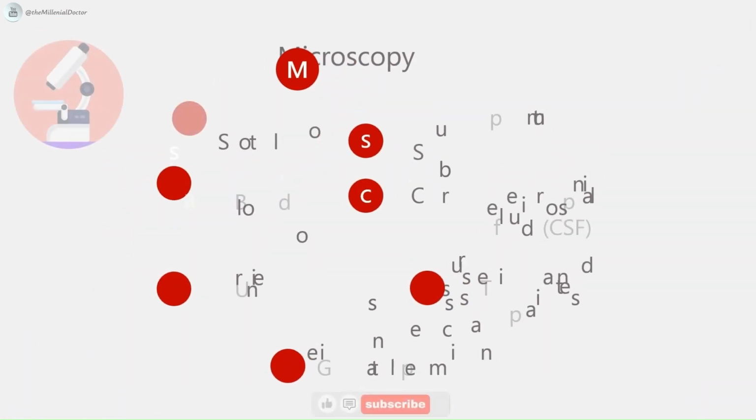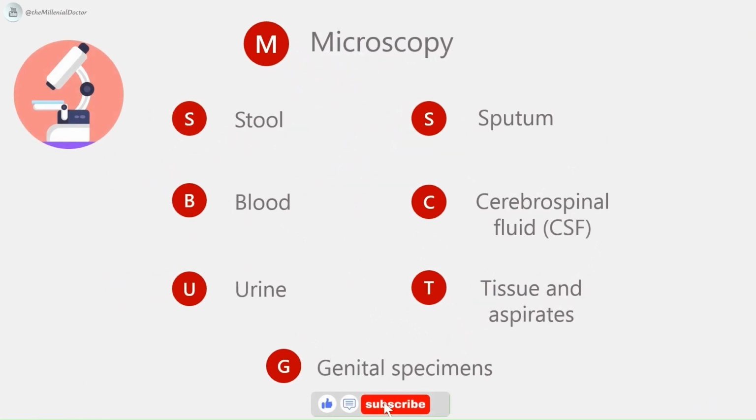First, microscopic examination. It includes stool examination, blood examination, urine examination, sputum examination, cerebrospinal fluid or CSF examination, tissue and aspirates, and genital specimens. First, stool examination. Examination of stool is very important for the detection of intestinal infections like Giardia, Entamoeba, Ascaris, and Ancylostoma, etc. Cysts and trophozoites of Entamoeba histolytica, Giardia lamblia can be demonstrated in feces. Eggs of roundworms and tapeworms are also found in stools.